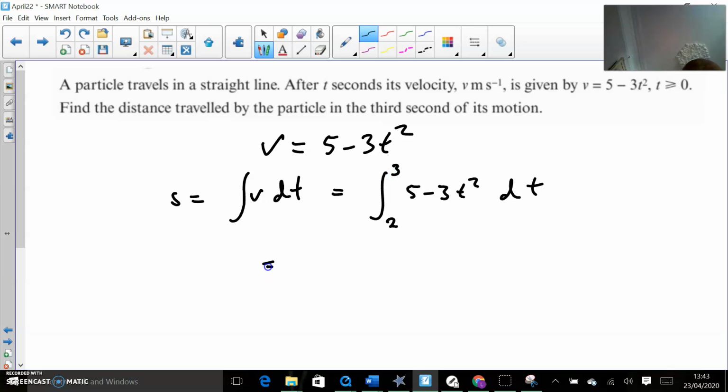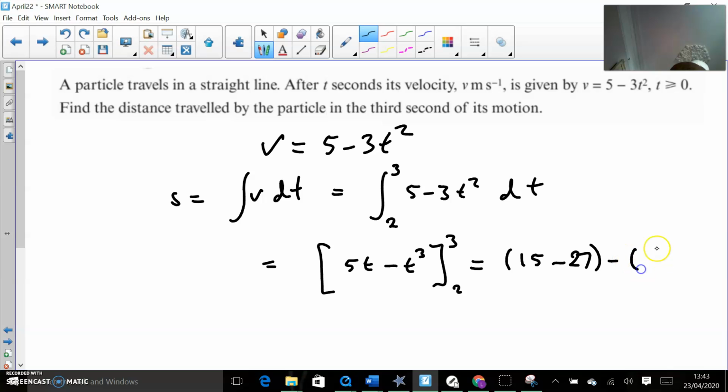So that would come to, if we integrate 5 minus 3t squared, 5 goes to 5t, t squared of course goes to t cubed over 3, so multiplying by 3 that would be just minus t cubed between 2 and 3. So that is equal to, if we substitute in 3, we have 5 3s are 15, minus t cubed, which is 27, minus, substitute in 2, we have 10 minus 4, giving us 15 minus 27 is minus 12, minus 10 minus 4 is 6.